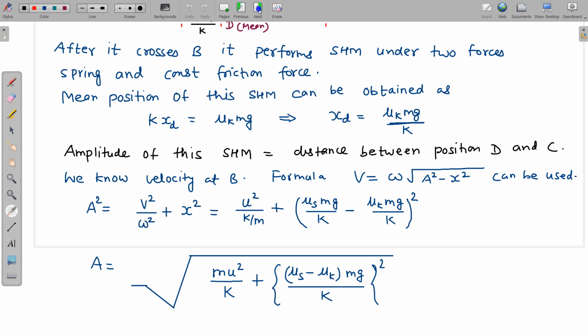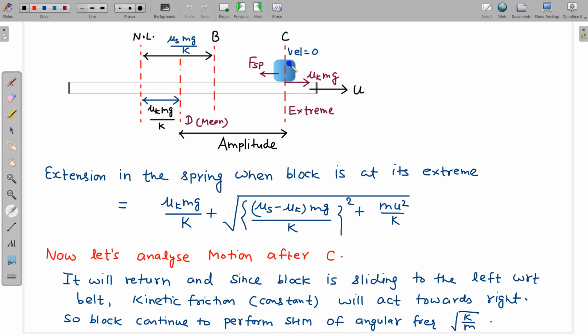Now let's move ahead. So this is the extreme position, this is the mean position, D is the mean position, B was the position where the velocity was equal to u. And now in one part we have asked for the extension or deformation of the spring. So this is the maximum deformation when it is at this extreme location. And what is this deformation? So this is the natural length, this is your amplitude.